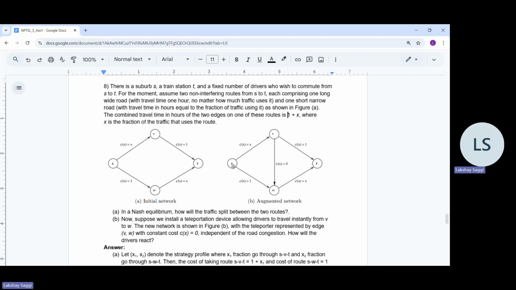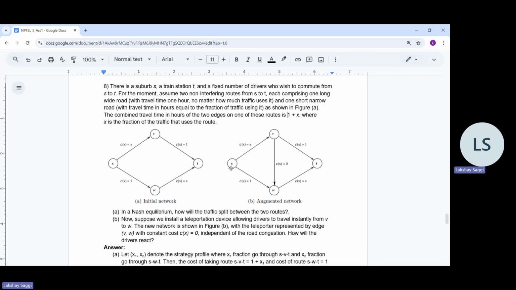So what I'm claiming is that no one will have an incentive to switch if everyone goes through this path. If everyone takes the path from S to V to W to T, then no one will have an incentive to switch. As we saw, no one will have an incentive to switch to go through V to T instead of V to W to T. And also no one will have an incentive to switch to directly go from S to W to T.